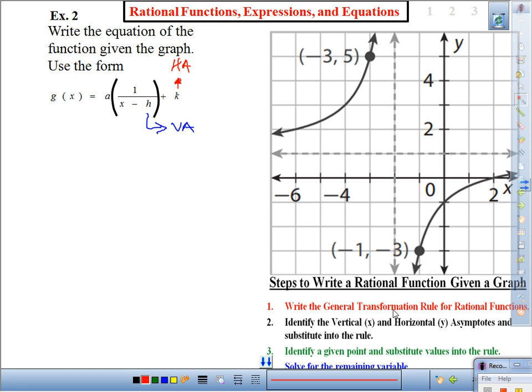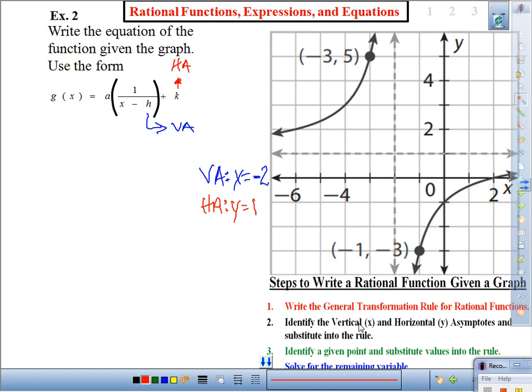Step 1 says, write the general form or transformation rule. We have it right here. Step 2, identify the vertical and horizontal asymptote. So, look at the graph. Tell your neighbor the vertical asymptote. What's the vertical asymptote? X equals what? Negative 2. Next, we want our horizontal asymptote. That would be y equals to what? 1. There it is. Okay.